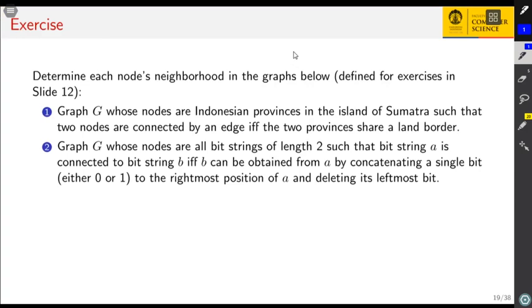So let's now do this in an exercise. We use the same graph, innovation provinces, as well as the bit strings of length 2 that we saw earlier in the earlier videos. Try solving this exercise first before we discuss the solution in the next video.